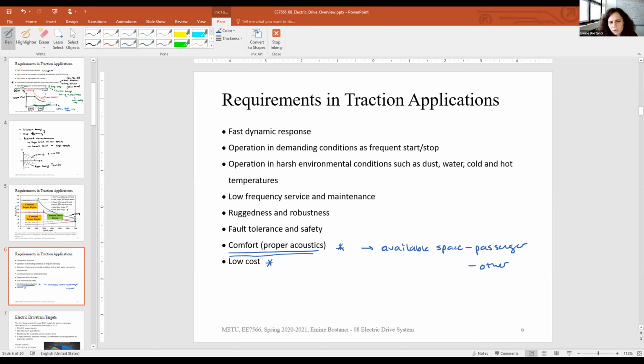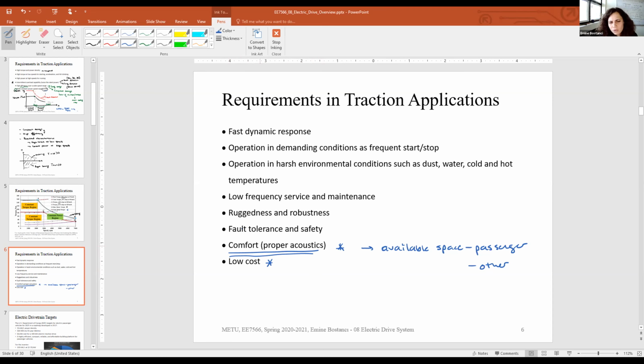Of course, the noise will be a problem at low speeds. At high speeds, you will anyway hear lots of wind resistance noise, let's call it that. And low cost is another important criterion. You want all the performance, and you want to get it for a low cost.